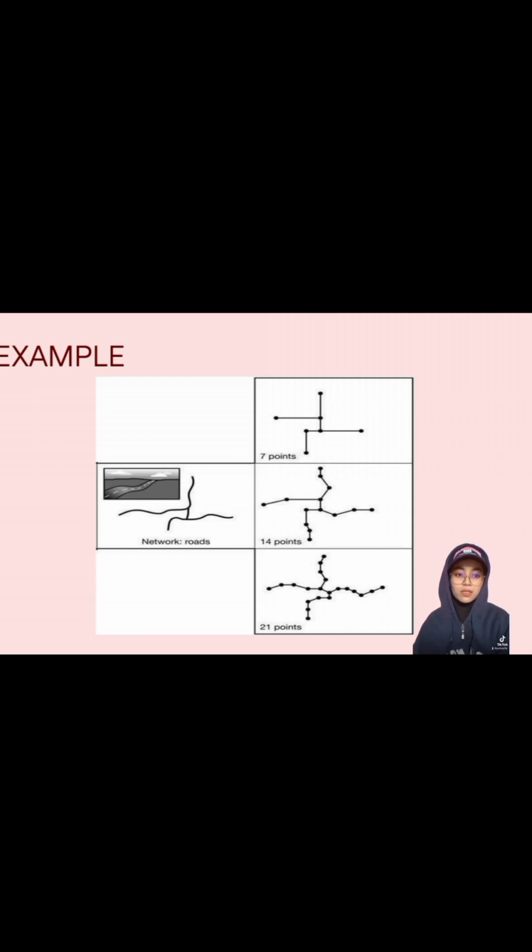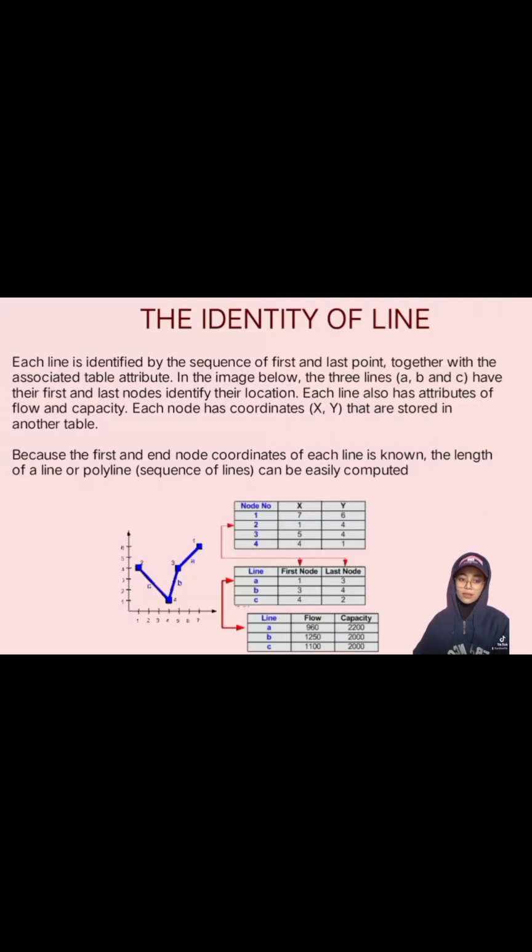So here is the example. As you can see, there are examples of network lines with 7 points, 14 points and 21 points. They are the identity of the line. The line is identified by the sequence of its first and last point together with its attributes. In the image that I give here, the three lines A, B and C have their first and last node identify their location. Each line also has attributes of flow and capacity. Each node has coordinates X and Y. They are used in another table. Because the first and end node coordinates of each line are known, the length of a line or polyline, a sequence of lines, can be easily computed.